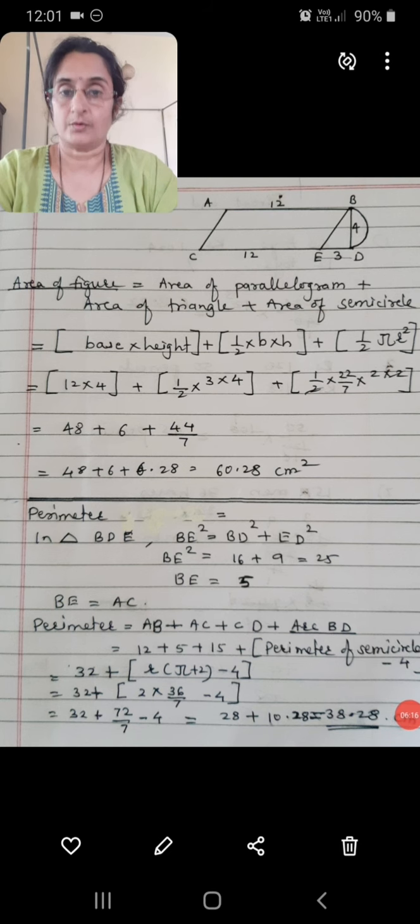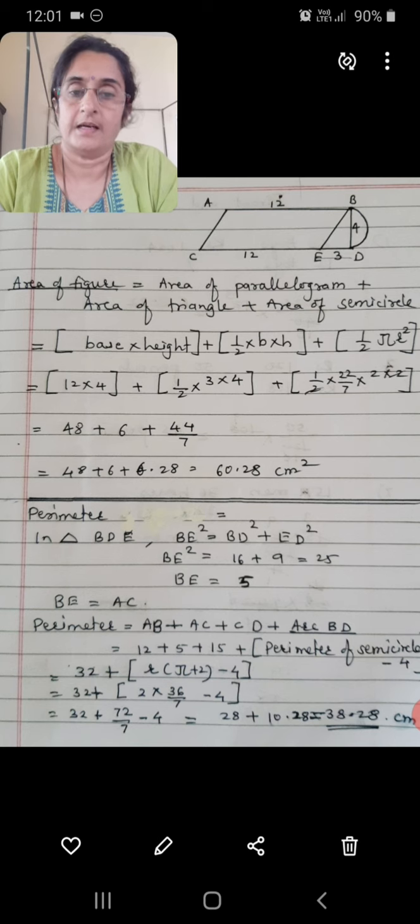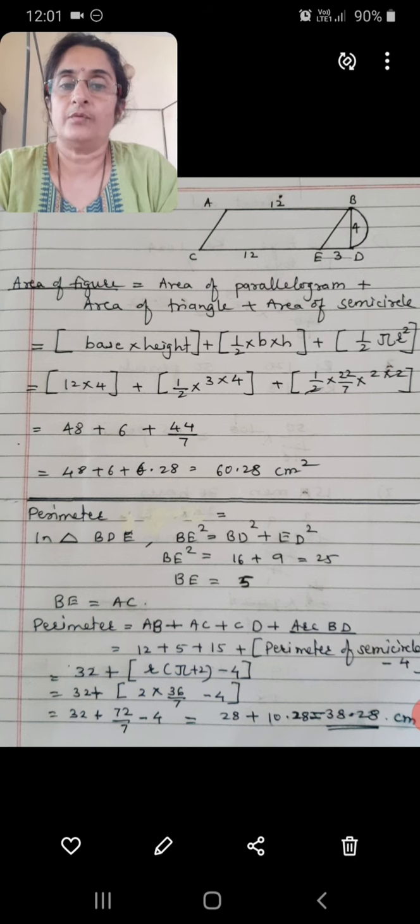Here I have taken question number 11. You can see the figure here. There is one parallelogram, one small triangle, and one small semicircle. You have to find out the area of this figure and the perimeter of this figure. So we'll find out the area of the figure first. To find out the area of the figure, we have to find out the area of the parallelogram, the area of the triangle, and then the area of that semicircle.